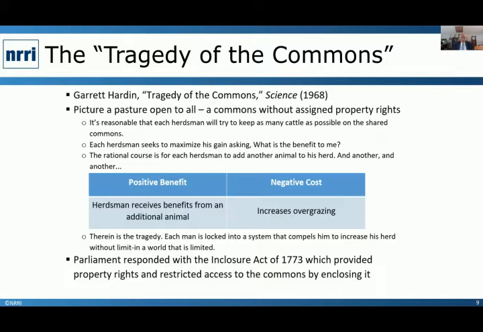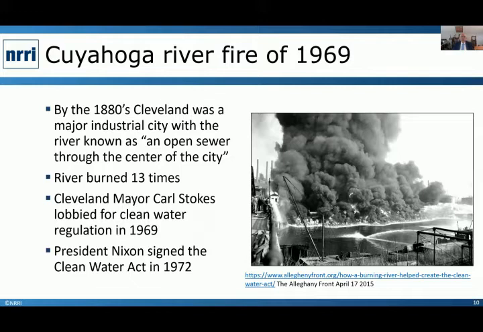Well, there are other issues with respect to the commons that have led to regulation. For example, with the Cuyahoga River, by the 1880s, Cleveland was a major industrial town. The mayor of Cleveland at the time described the Cuyahoga River that ran through the center of the city as an open sewer through the center of the city.